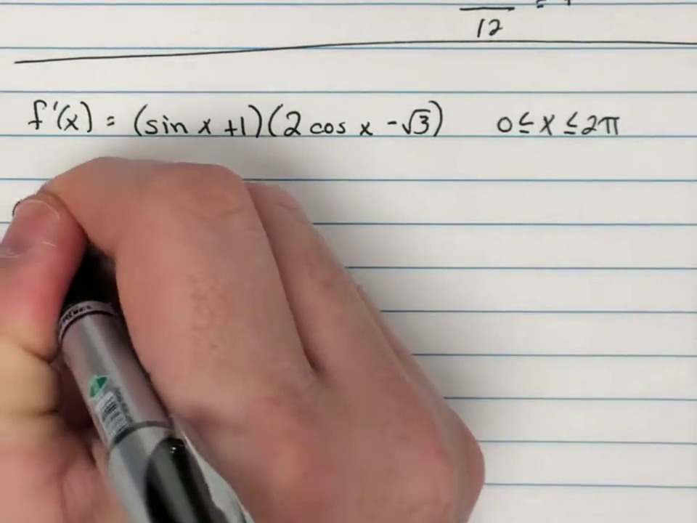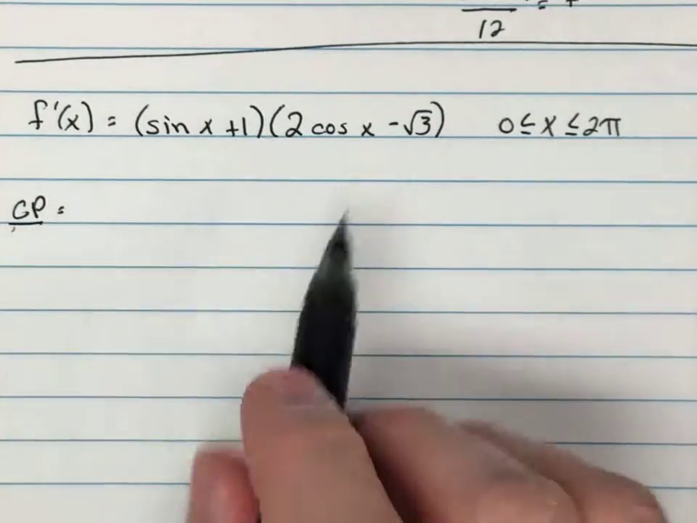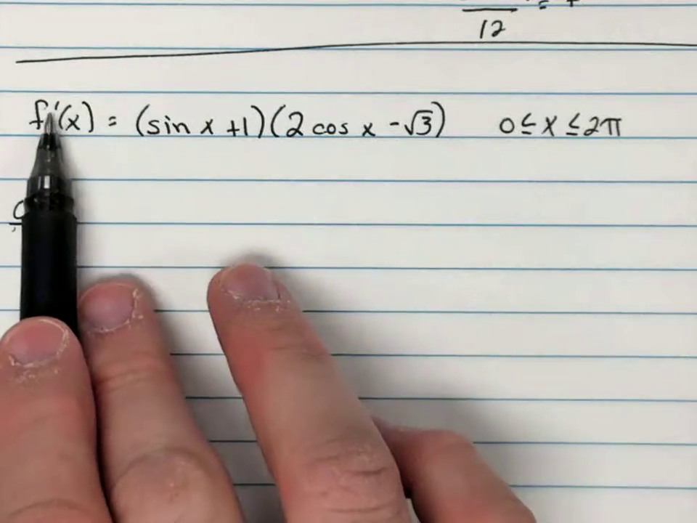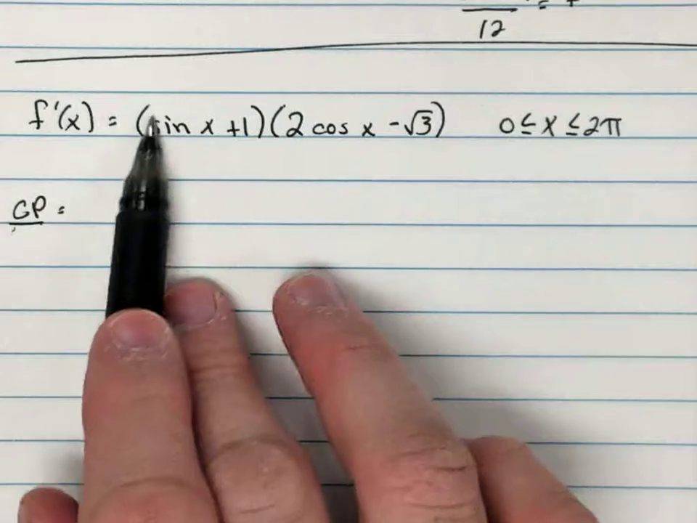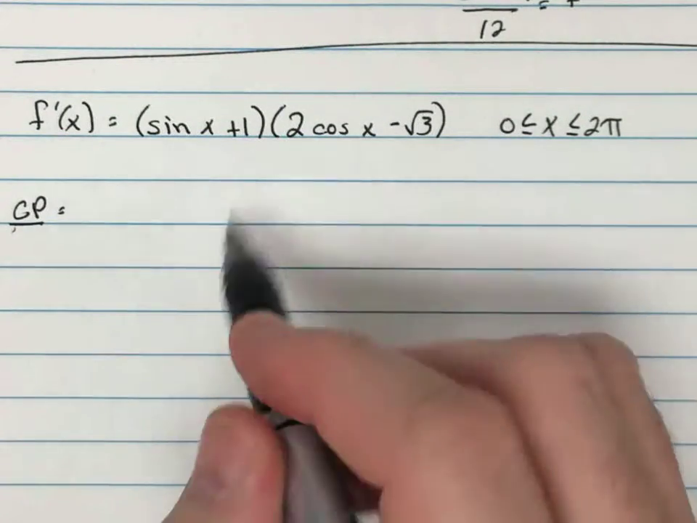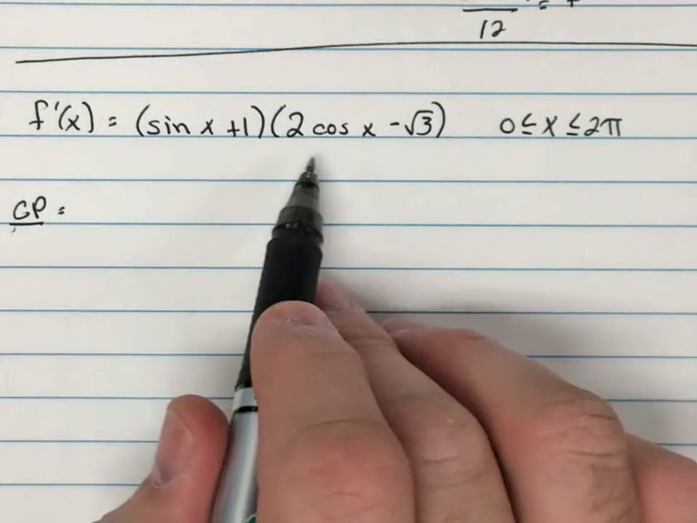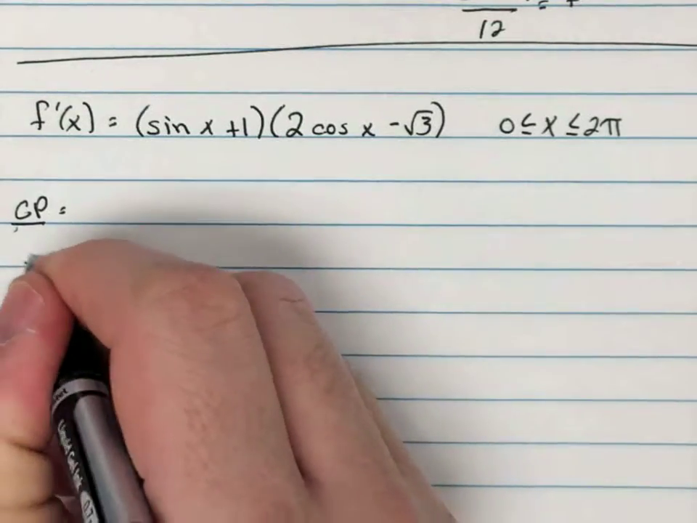So first thing they ask you for is critical points. And again, we know that your critical points is anywhere the function is undefined or anywhere the derivative is 0. So here, we know that sine is defined everywhere. It's periodic and it goes forever left and right. So is cosine. It's a wave. So we don't have to worry about where they're undefined. We only have to worry about where they're equal to 0.